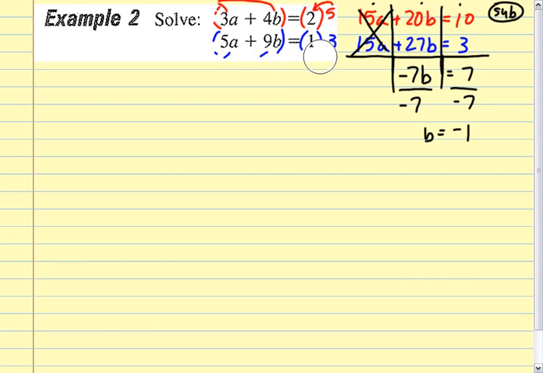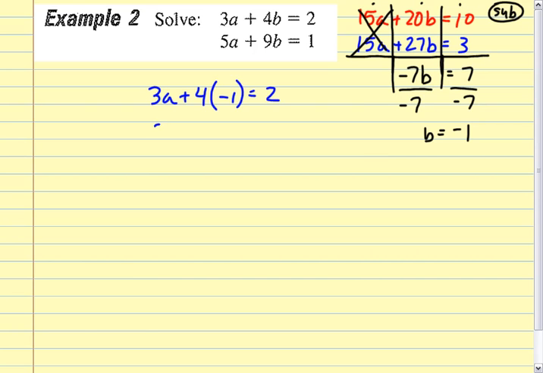Let me erase this work so I can see what I'm doing here. I'll plug it into the first one. It doesn't matter to me. It doesn't matter which equation we plug it into. 3a plus 4 times negative 1 is equal to 2. 3a minus 4 is equal to 2. Add 4 to both sides. 3a is equal to 6. Divide by 3. a equals 2.